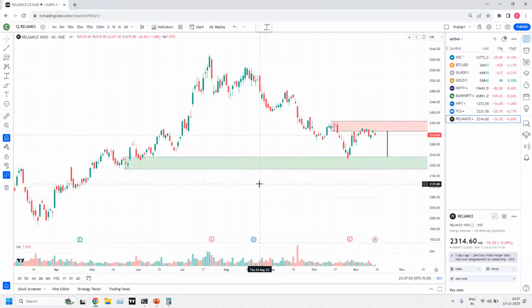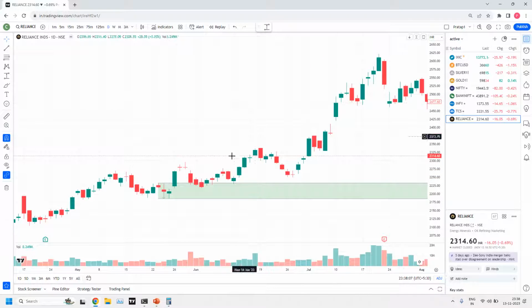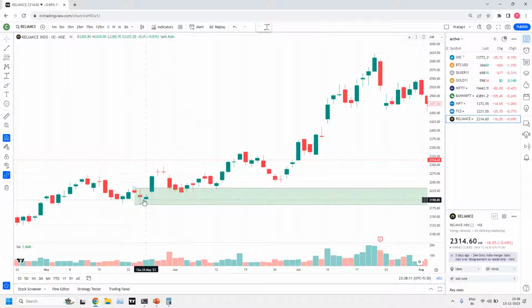Okay, now you are feeling this risk is high. So what can you do? You can reduce the risk by changing the proximal line placement. You have learned 3 proximal line rules. What is the first rule? What is the first method? The highest wick of the base candles in demand zone. In demand zone. And what is the second rule?